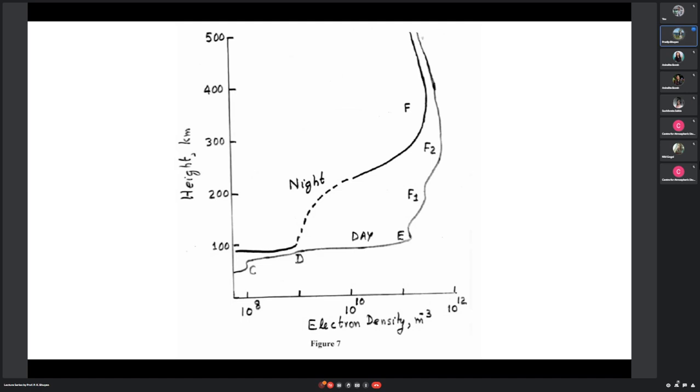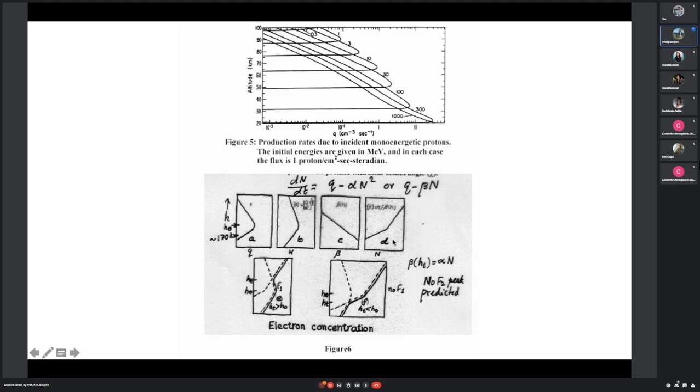It is like that, okay? So now this is actually written somewhere and then a picture taken of it. So here, if I look at these figures, this is the ratio of this. Q is equal to alpha n square, Q is equal to beta n. That means this is alpha Chapman, this is beta Chapman.